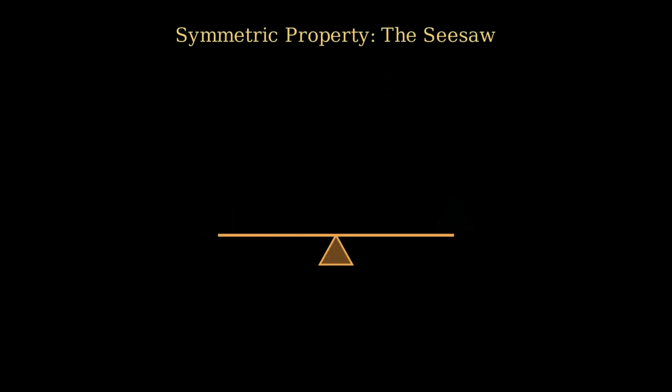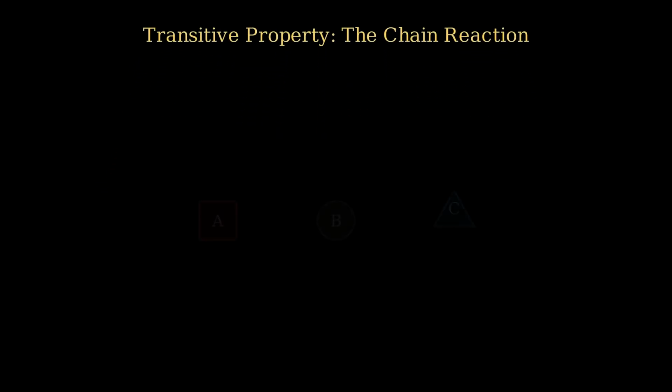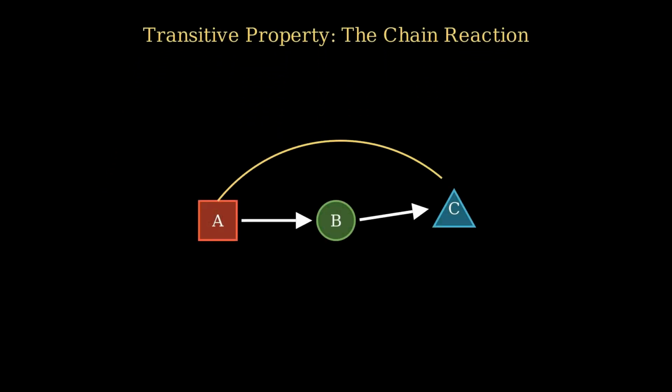The symmetric property is like a perfectly balanced seesaw. If the left side is equal to the right side, we can swap their places, and it still stays perfectly balanced. Finally, the transitive property is like a chain reaction. If block A connects to block B, and block B connects to block C, then block A is automatically connected to block C.